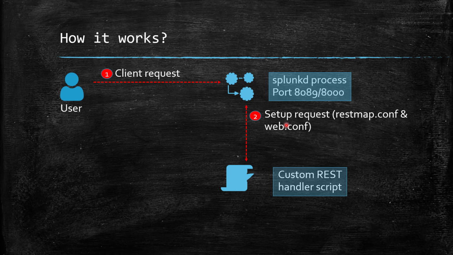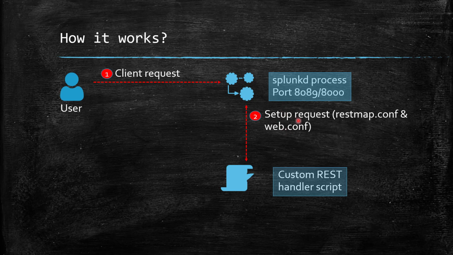Once splunkd knows there is a custom REST API handler which can handle this particular request, what will it do? This script is nothing but a class. So it will create an object of that class which will serve the purpose. Once Splunk knows there is a handler, it creates two child processes.